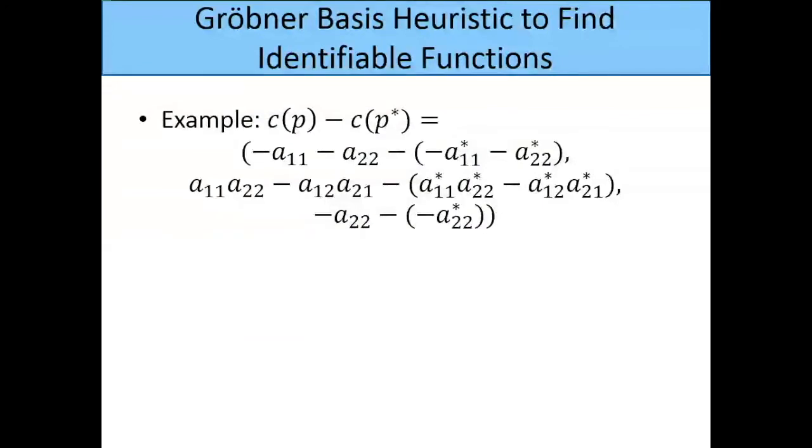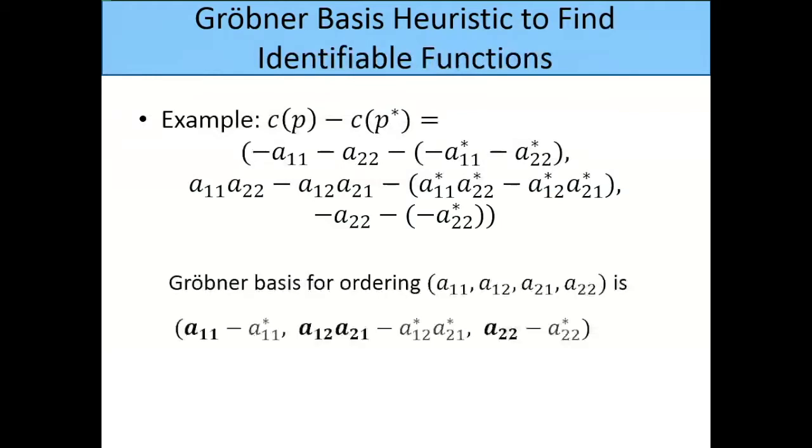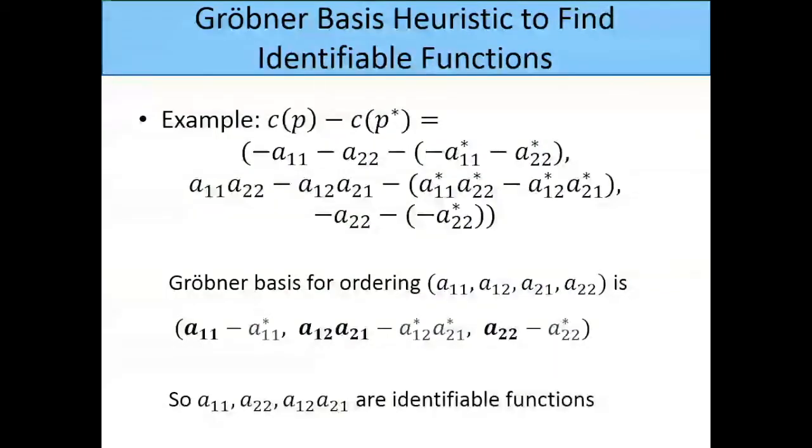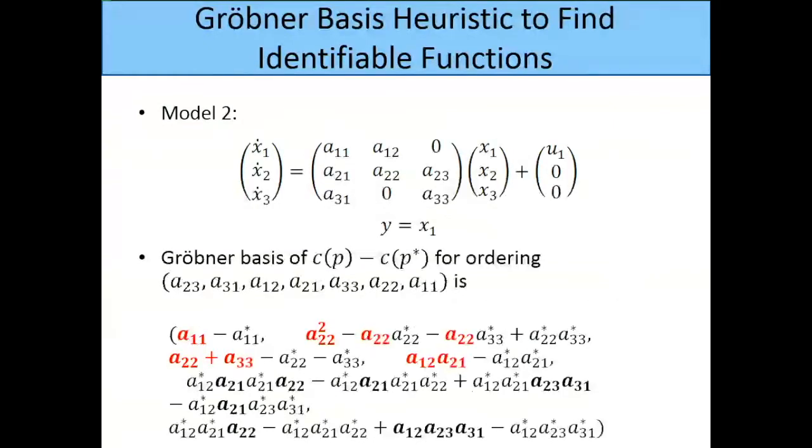But let's go ahead and try this out. So with our two-compartment model, we can form the ideal generated by C of P minus C of P star. We can find a Gröbner basis. And notice in this case we luck out, because the three elements of our Gröbner basis have this nice separated, decoupled function in P minus function in P star, so thus these three functions are identifiable. But clearly here we lucked out, because there's no reason why a Gröbner basis would have this property, right? There's nothing in the definition of a Gröbner basis that says keep those separated.